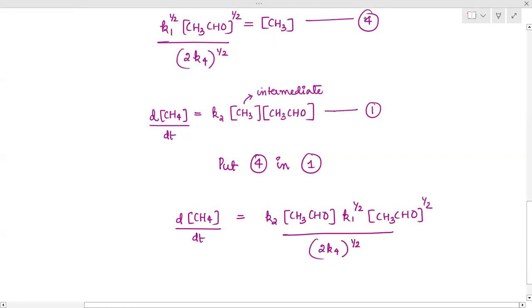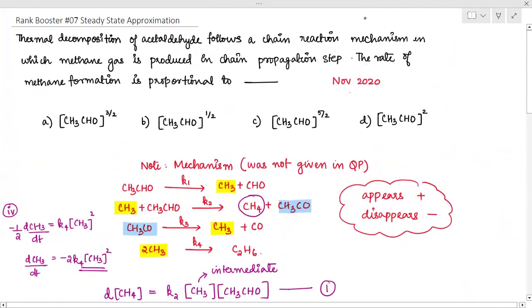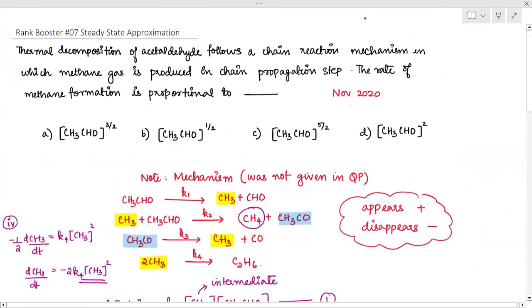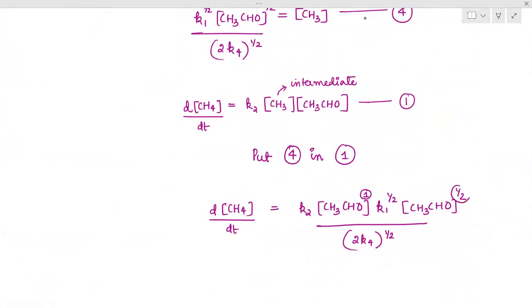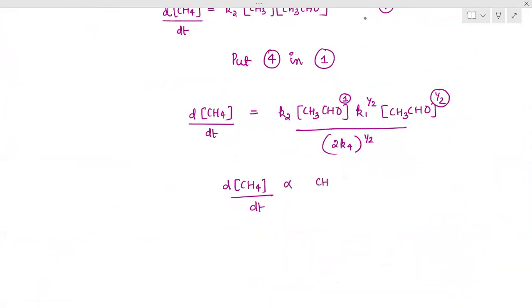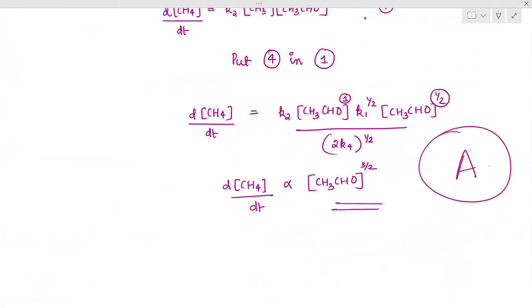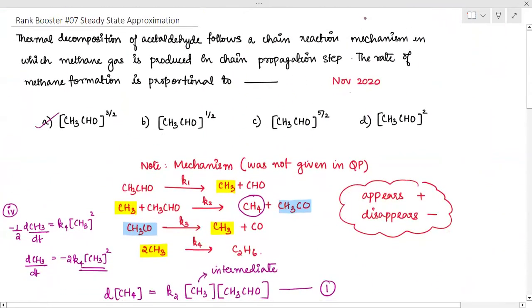This is the expression. What is the question? They have asked that the rate of formation of methane is proportional to what, in terms of acetaldehyde, correct? Now, the power of acetaldehyde over here is 1, and the power of acetaldehyde over here is 1 by 2. So we can say that the rate of formation of methane is proportional to the concentration of acetaldehyde to the power 1 plus 1 by 2, which is 3 by 2. Option A it is.